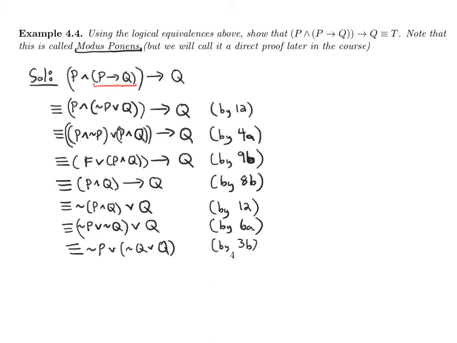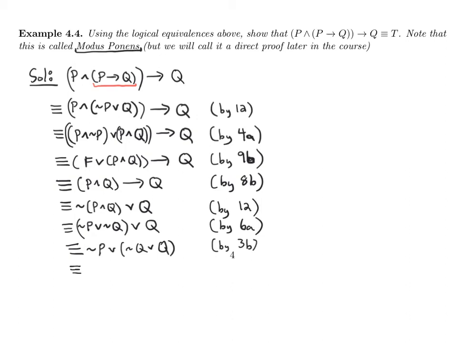And hey, look at this, we're almost done. Looking at this, I'll explain what's going to happen, and hopefully it might be a little bit obvious to you. But we have not Q or Q. This is always true. So this is going to be a tautology. And then we have something or a tautology. Since the tautology is always true, then we know that the expression is always true. So the whole thing is a tautology. We just have to write that down.